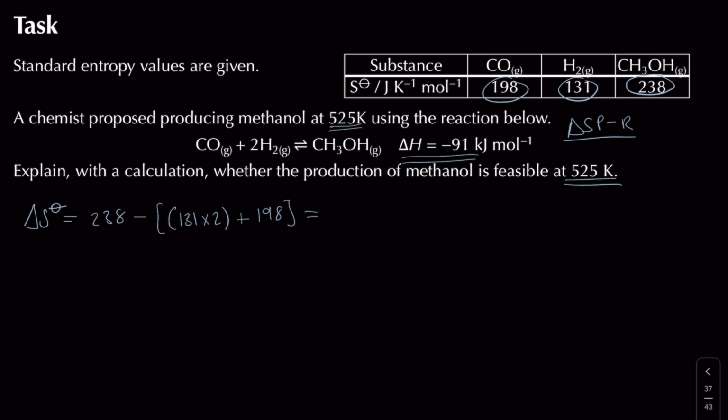I'm just going to type that in my calculator, and I end up with a value of -222, and that's going to be, of course, in joules per Kelvin per mole. But of course I want it in kilojoules, so in that case I'm going to take -222, divide by 1000, and I end up with -0.222, and that's going to be kilojoules per Kelvin per mole, right? So yeah, there's my first mark there.